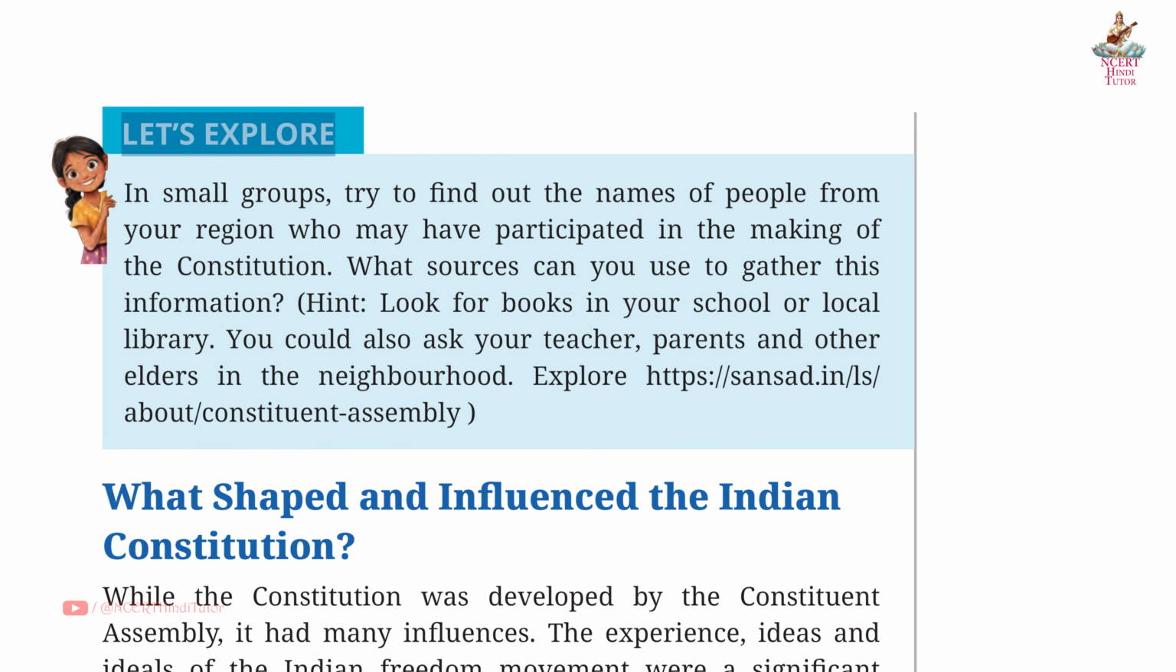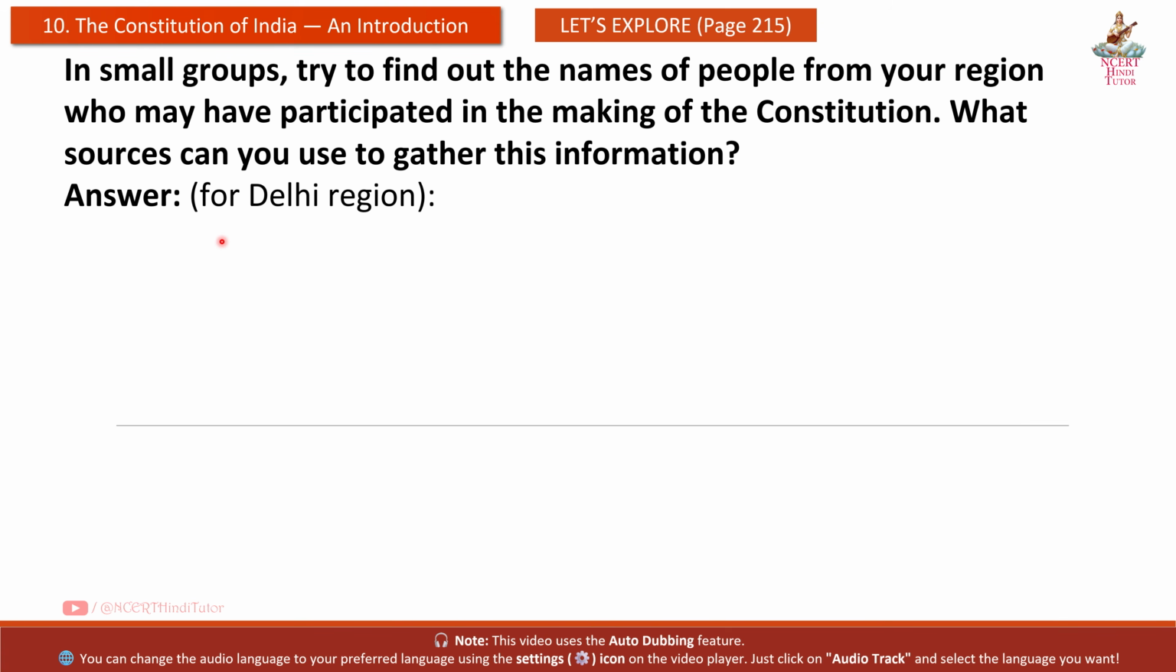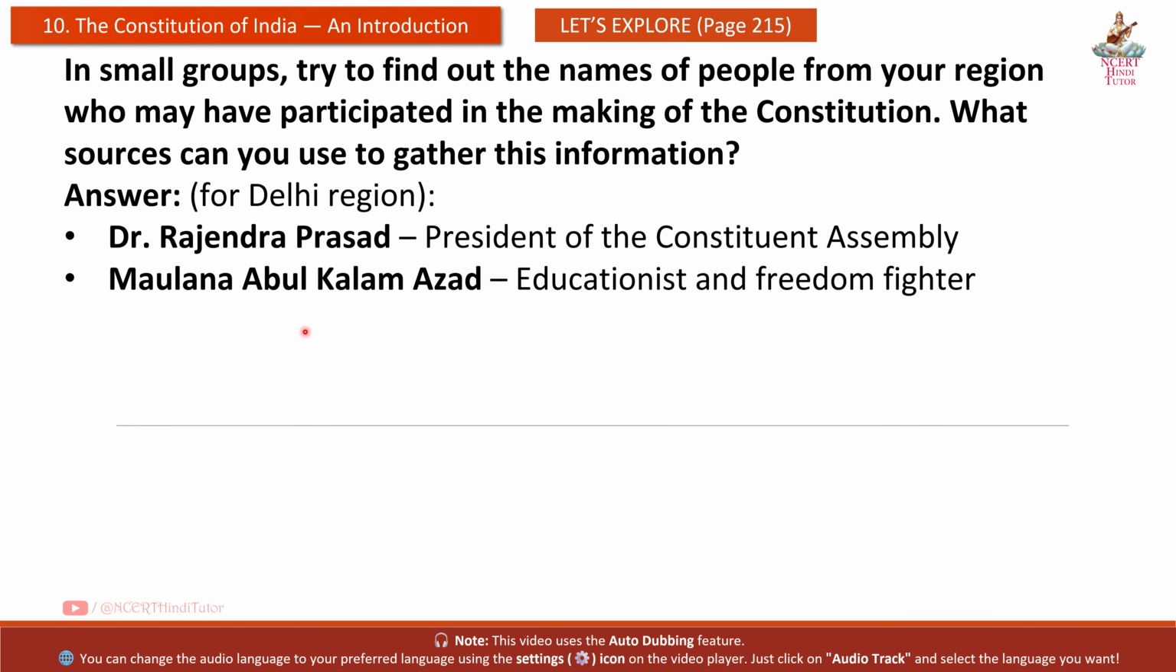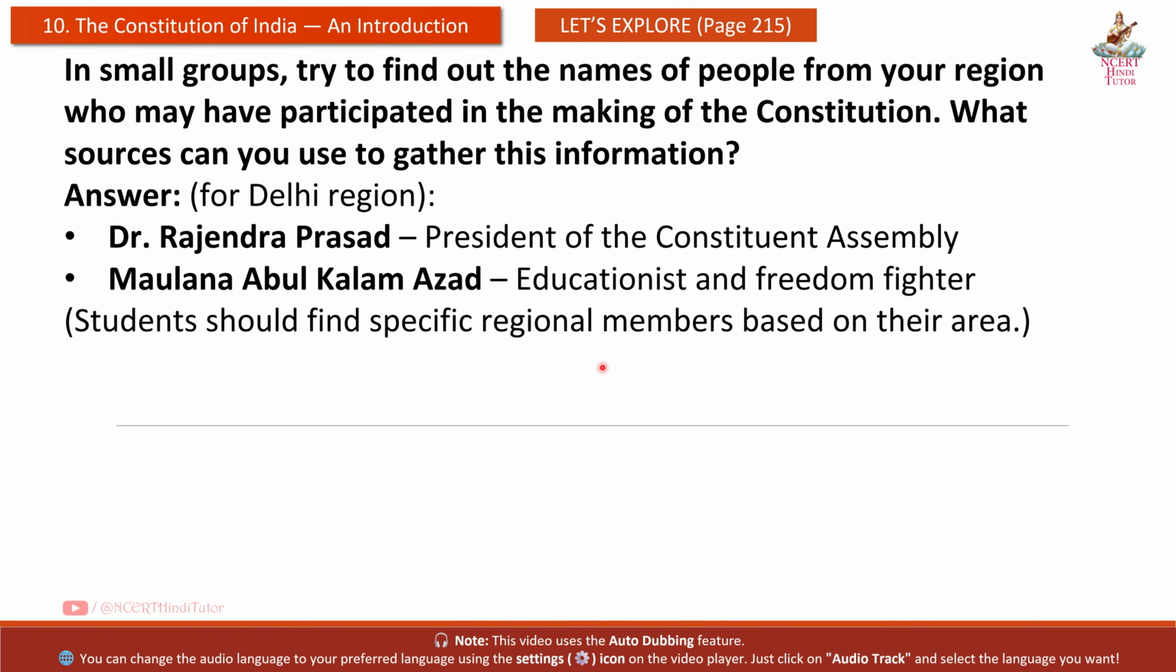Let's explore page 215. In small groups, try to find out the names of people from your region who may have participated in the making of the constitution. What sources can you use to gather this information? Answer: for Delhi region, Dr. Rajendra Prasad, President of the Constituent Assembly; Maulana Abdul Kalam Azad, educationist and freedom fighter. Students should find specific regional members based on their area.